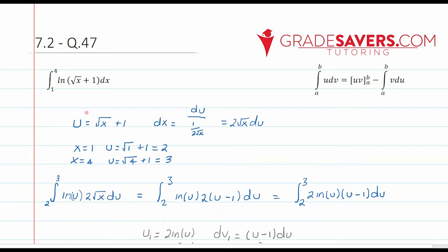So we have to look back to our original u and see if there's any way we can replace the root x. And it turns out if we rewrite this so that root x is equal to u minus 1, we can make a substitution. So that's what we do here. We replace root x with u minus 1. And then the final step is I just brought the constant that's in the middle of this equation up to the front. So our integral now stands at from 2 to 3 of 2 ln u minus 1 du.